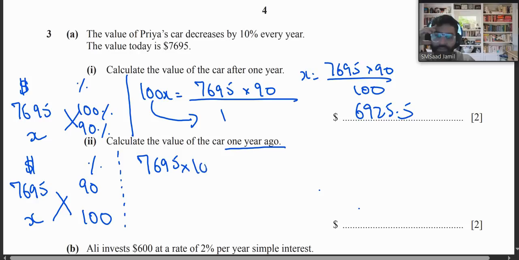So 7695 multiplied by 100 is equal to 90x. X is equal to 7695 multiplied by 100 divided by 90.